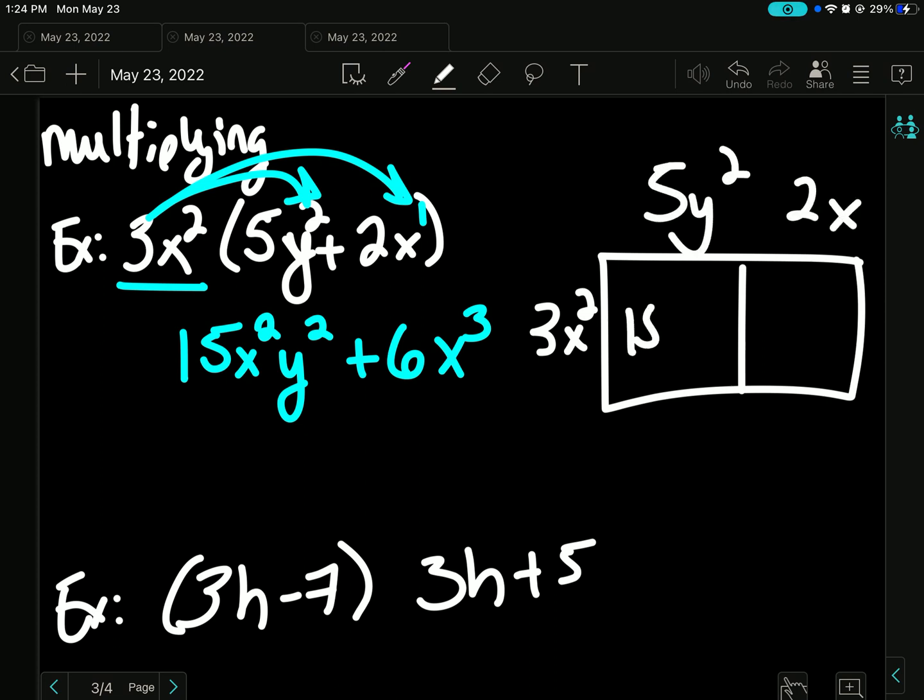And again, if I were to multiply those, I'd get 15x squared y squared, 6x cubed. So I get the same answer either way. Just know that if it is a 1 by 2 or a 1 by whatever, you can still use the box method as we're going to use in this next example here.